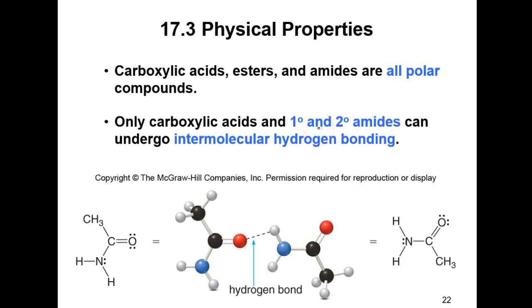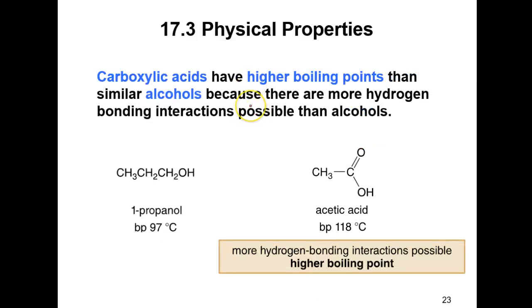Okay, hydrogen bonding, physical properties. You definitely have hydrogen bonding with carboxylic acids and with amides. Esters, you really do not have hydrogen bonding because you don't have a polarized hydrogen on there. But it is a relatively polar molecule because it can form hydrogen bonding if you have water in there.